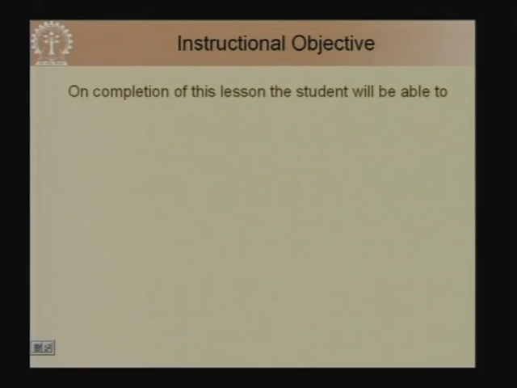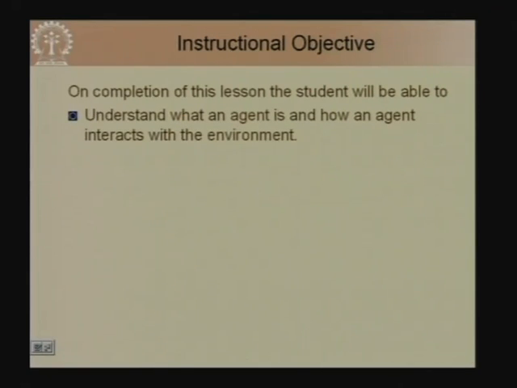On completing this lesson, you will be able to understand what an agent is and how an agent interacts with the environment. As we will see in the course of this lecture, the environment is an important component of the agent design, and the agent should be designed so that it can work properly in its environment.